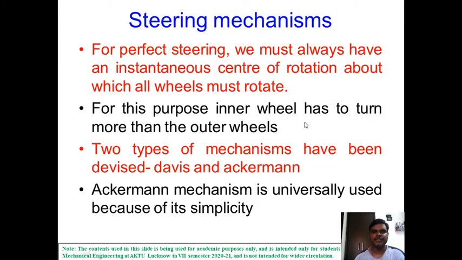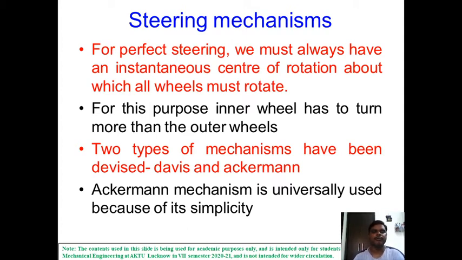So for perfect steering, we must always have an instantaneous center of rotation about which all the wheels must rotate under all conditions. That is the required condition. For this purpose, the inner wheel has to turn more than the outer wheel, because when we turn the vehicle, the inner wheel has to turn through a greater angle as compared to the outer wheel.